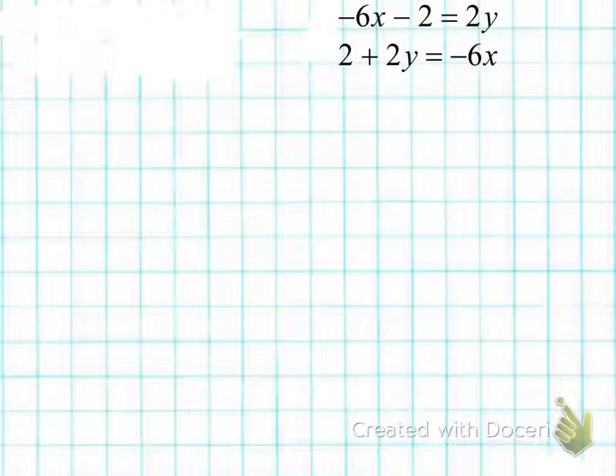so number 4 we got -6x minus 2 is equal to 2y. Okay, so work with your neighbor, and I want you to tell me, let's set this problem up. Tell your neighbor what you would do first. Go.